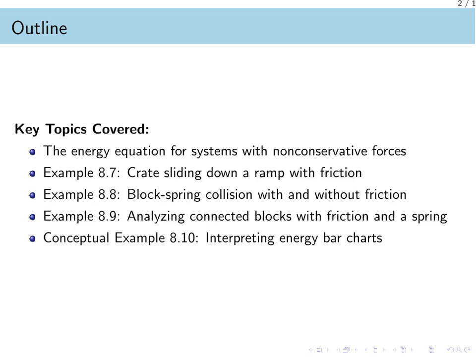This includes example 8.7, which involves a crate sliding down a ramp with friction. Next, we will look at example 8.8, analyzing a block spring collision both with and without friction. We will follow this with example 8.9, which examines a more complex system of connected blocks, friction, and a spring. Finally, we will learn how to interpret energy bar charts in conceptual example 8.10.